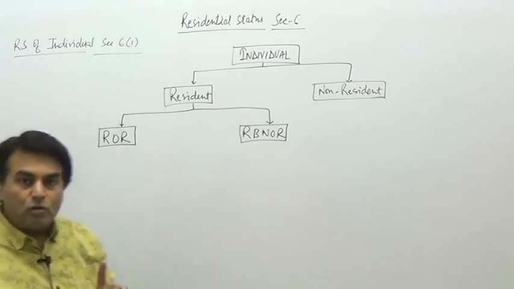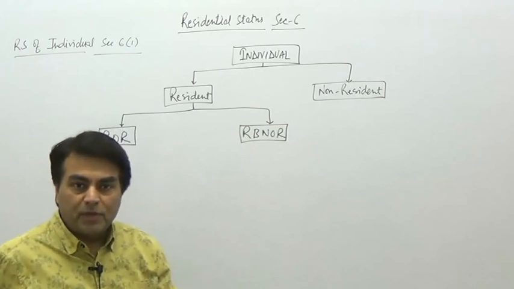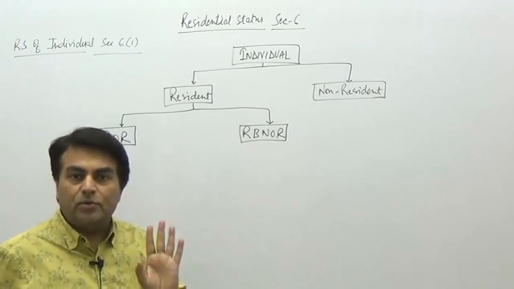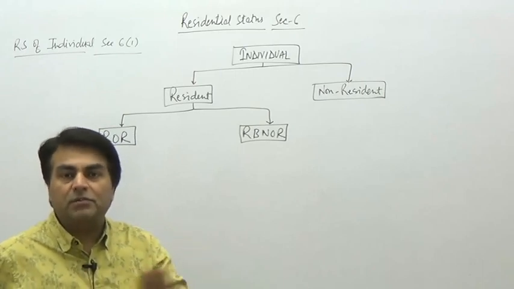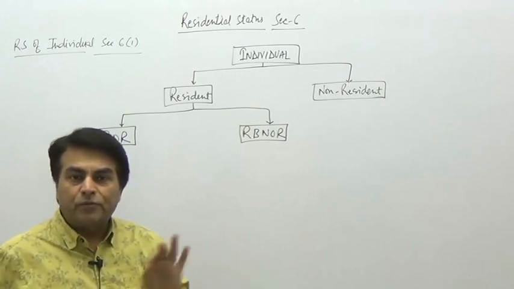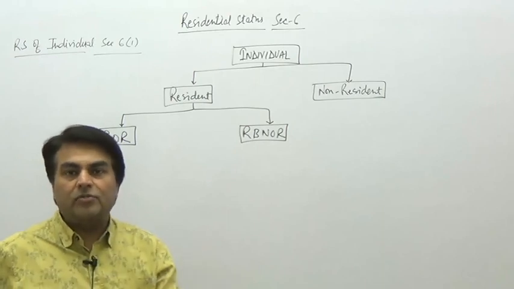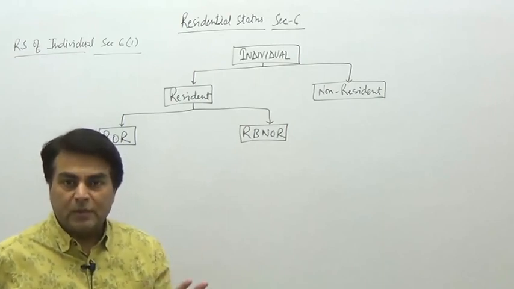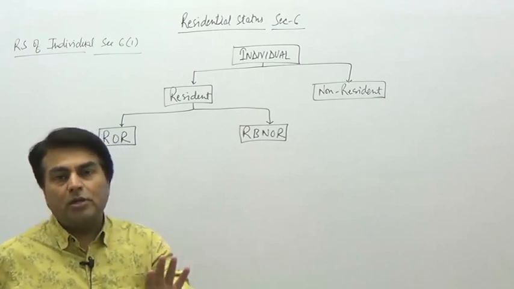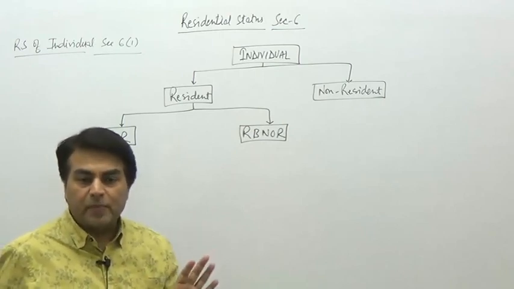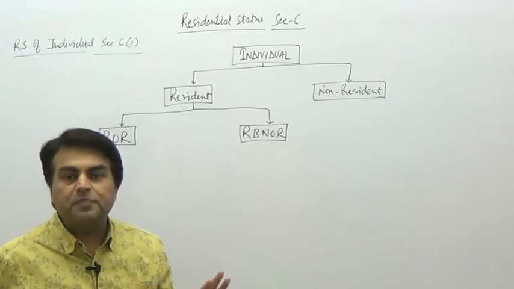Okay, so if you call an individual merely a resident, it does not convey anything. If you call him a resident and ordinary resident, yes, it is the final status. You call him RBNOR, it is a final status. You call him a non-resident, it is a final status. So far so good, there is no problem.